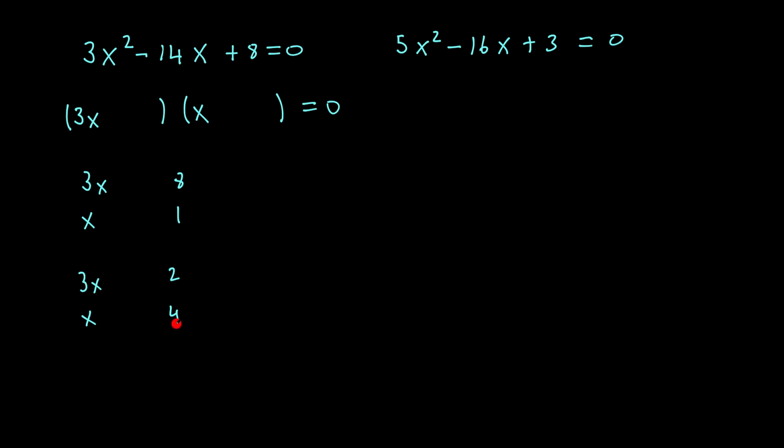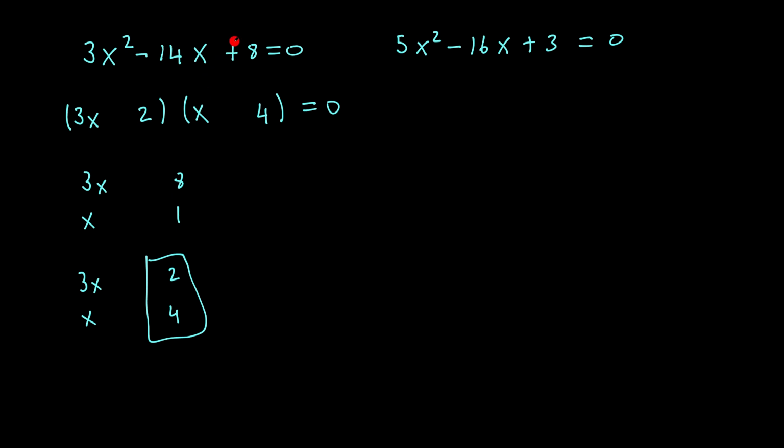So let's try this combination. If I do 3x times 4, that'll give me 12x. x times 2 will give me 2x. 2x plus 12x gives me 14x. So it's this combination that I use. I need to multiply the 3x by the 4, so the 4 will go here, and my 2 would go here.